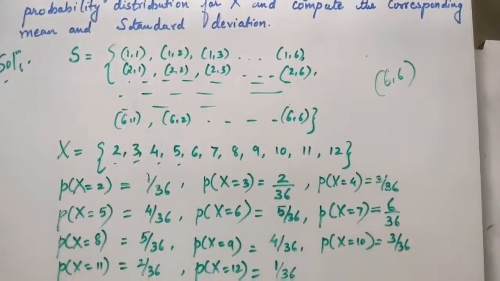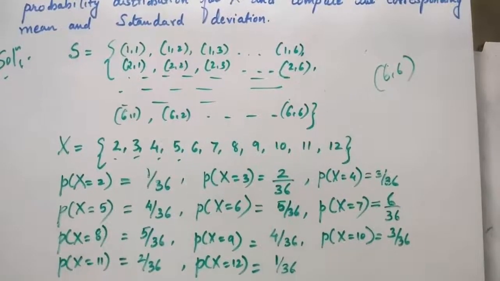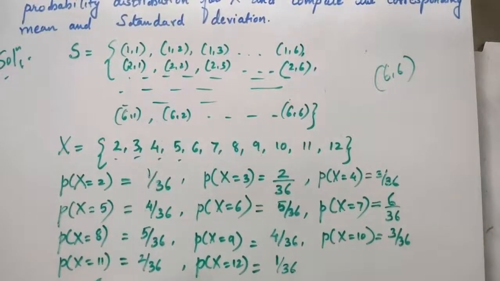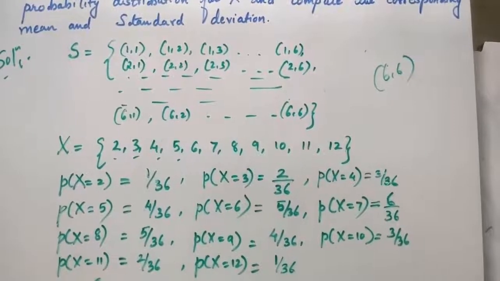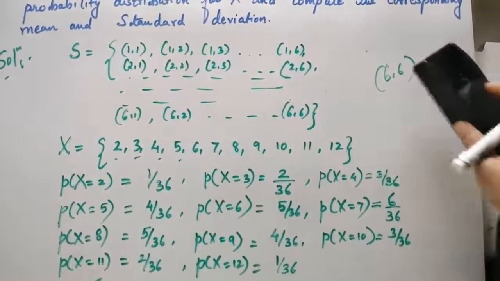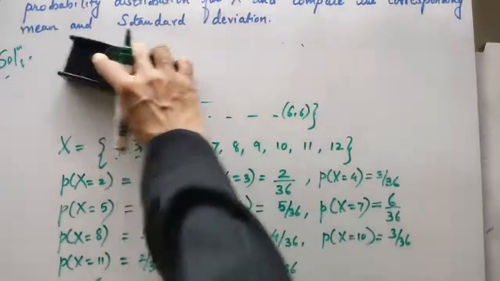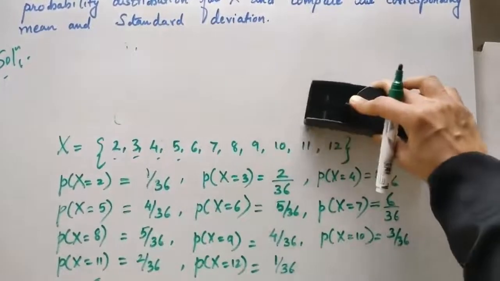Okay. Now since we are done with the probability distribution, we have to verify whether it is actually a probability distribution or not. For that, we just have to consider the summation of all probabilities. I hope you know the definition of a probability distribution. I'll just erase this. I hope you have copied all this.